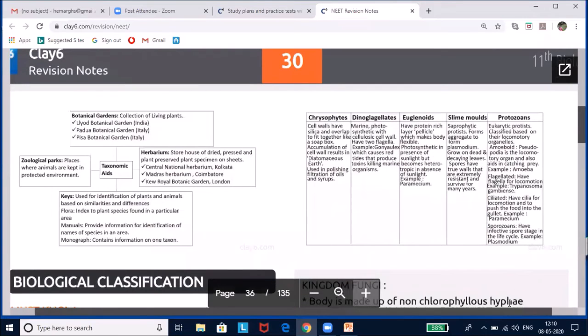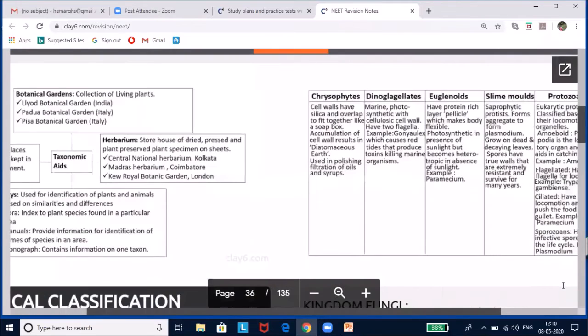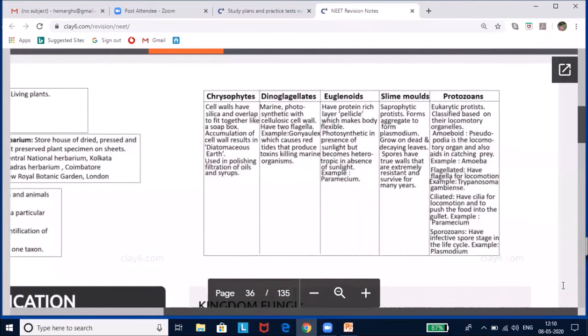So if you look at this, you'll find the 5 classes here: chrysophytes, dinoflagellates, euglenoids, slime molds, and protozoans. Chrysophytes are popularly known as diatoms and desmids. And mind you, diatoms are the chief producers in the ocean. This is very important and you need to remember. They are microscopic, thriving in both fresh and marine water.